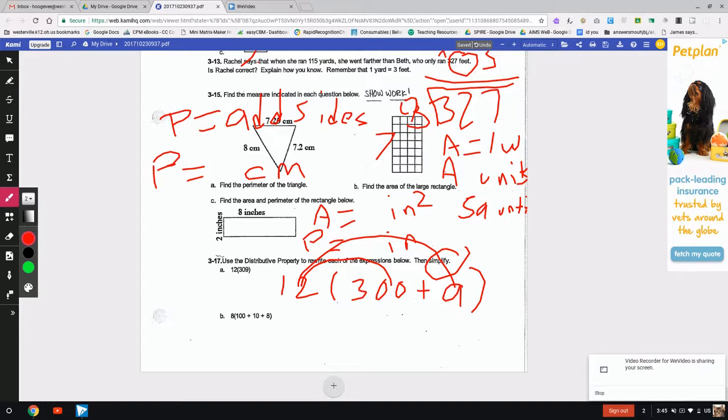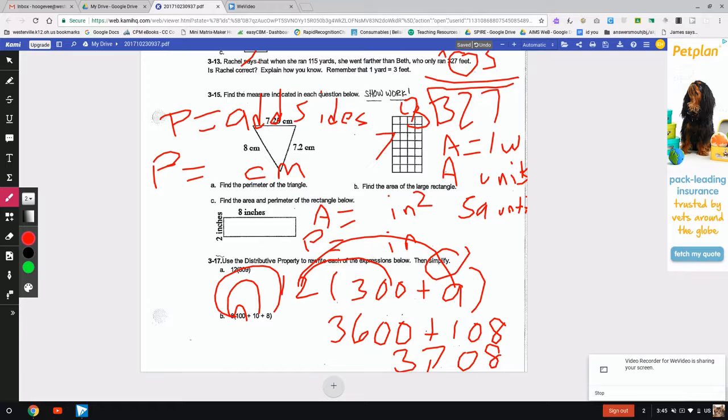So again, looking back, 12 times 3 is 36. Add your zeros. 12 times 9 is 108. Add them up, and you should get 3,708. Again, this one's already set up for you. So 8 times 100, 8 times 10, 8 times 8. Add them all up, and you'll get your answer.